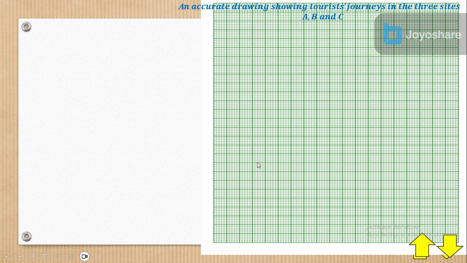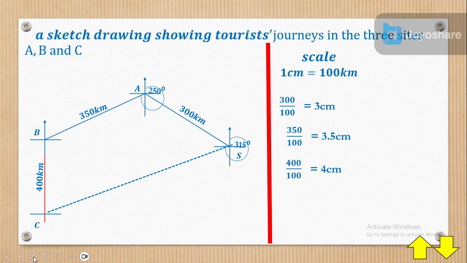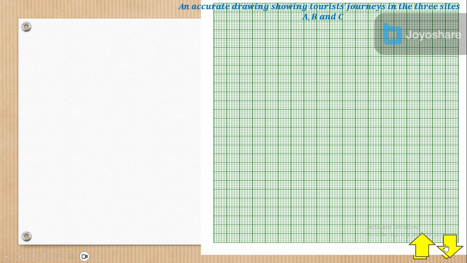An accurate drawing must be done specifically using graph paper. Mark that. So you're saying an accurate drawing showing a tourist journey in the three sites A, B, and C. Now, as per the sketch, come and see. After doing the sketch like this, you may choose to begin from anywhere you want. You can begin from C, B, A, or S. Anywhere, it still works out, as you can see.